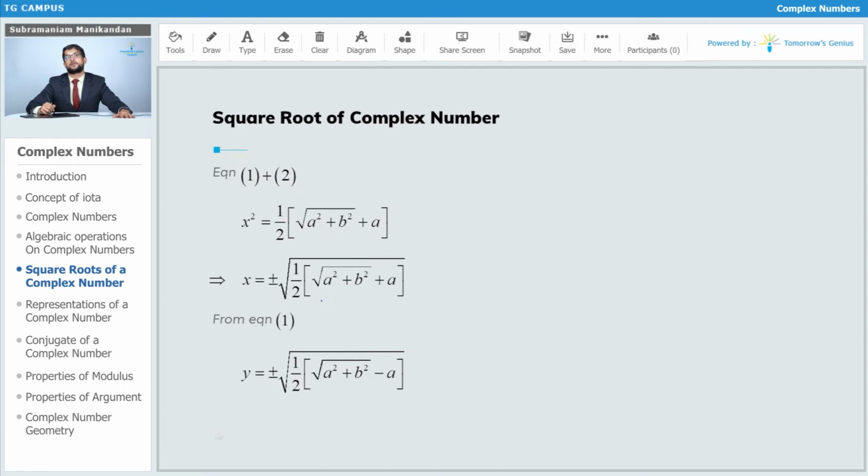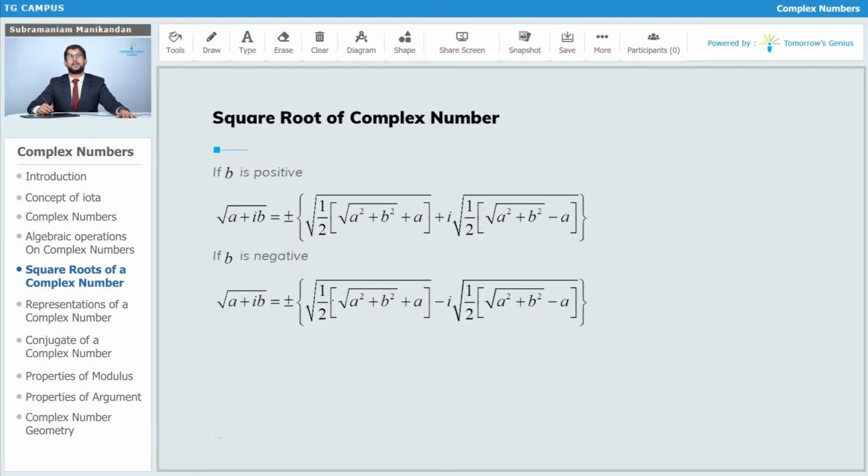Yes. And then in a similar manner, by subtracting those two equations, you get y is equal to plus minus half root a square plus b square minus a, right? And so x plus iy is equal to plus minus root of half root a square plus b square plus a, plus i into root of half root a square plus b square minus a. If b is negative, we get a minus sign between those two square root terms. So this is how we find the square root of a complex number.